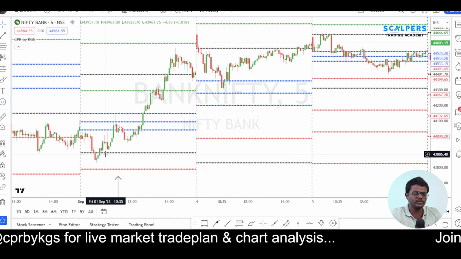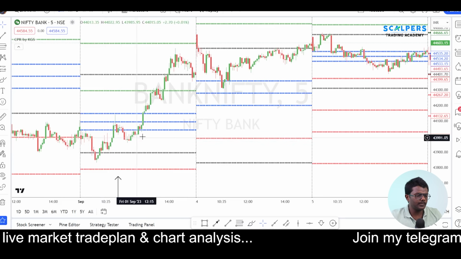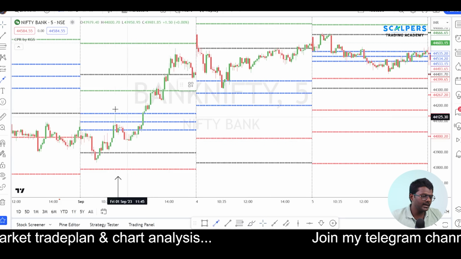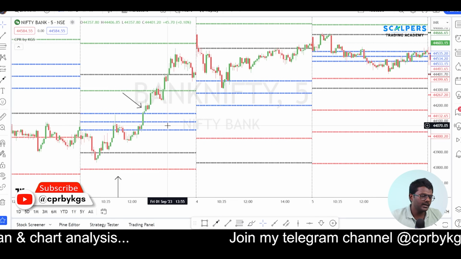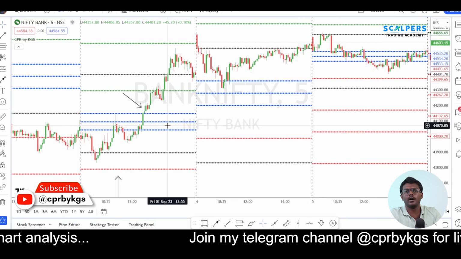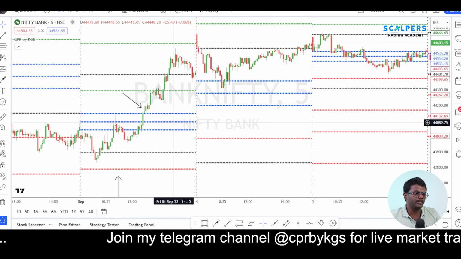I can take a long position at those levels, and I can book my profits at daily CPR. Then when the candles are breaking the daily CPR, when the candles are coming out of daily CPR, once again I can plan for my second entry and I can book my profits at R1 and previous day high. So the first day of September is quite simple.